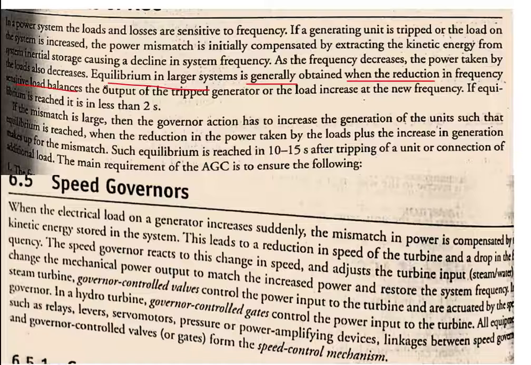Let us discuss the next concept, the speed governor. The speed governor mechanism depends on the speed, which depends on the load. When the electrical load of the generator increases suddenly, there is a change in power, that is a mismatch with the kinetic energy stored in the system. This leads to a reduction in the speed of the turbine and a droop of the frequency. So the governor mechanism depends on the change in speed, which depends on the applied load.